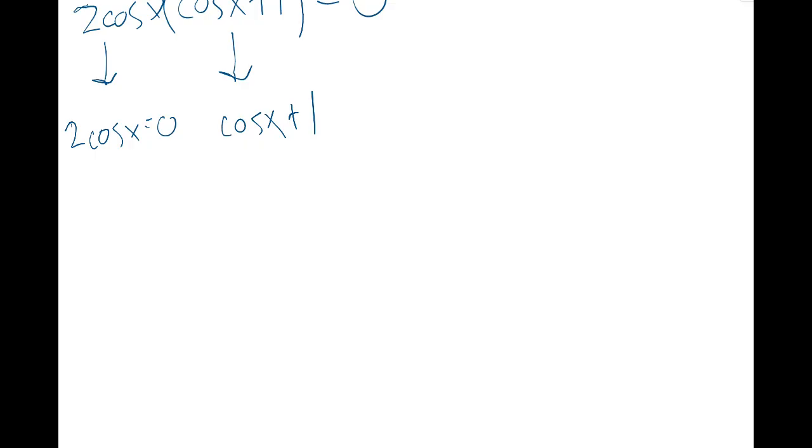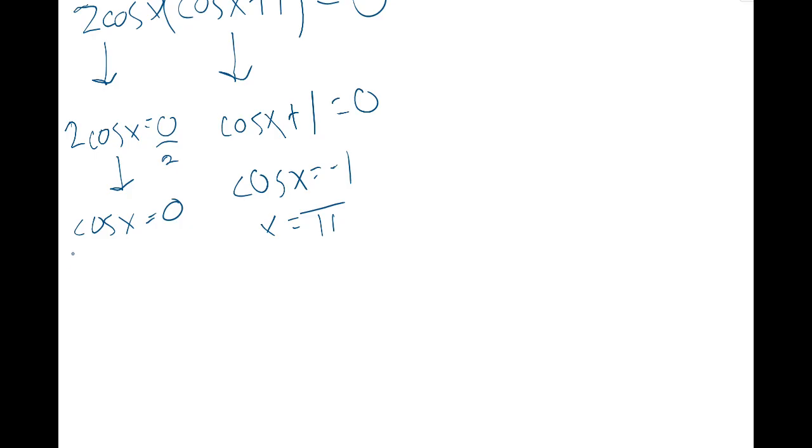So this side is going to be easier. It's just cosine x equals negative 1, which occurs at x equals pi, because cosine x is negative 1 there. Not negative pi, sorry, but just regular pi. And here, where does cosine x equal 0? Because if you divided the 2 over, it's still just 0. So then you're just saying, where does cosine x equal 0? Which is not at 0, sorry, pi over 2.